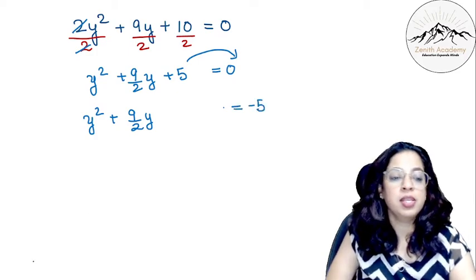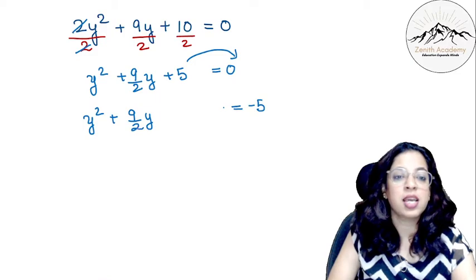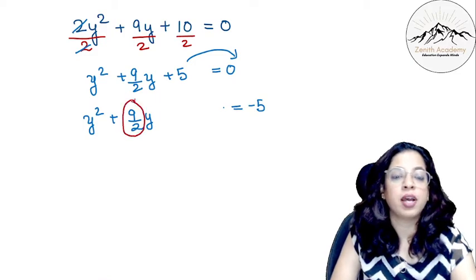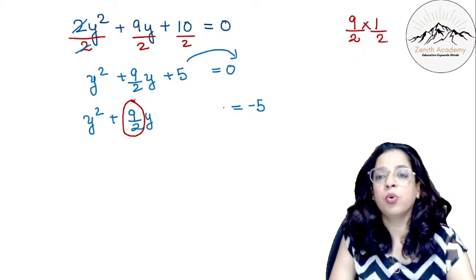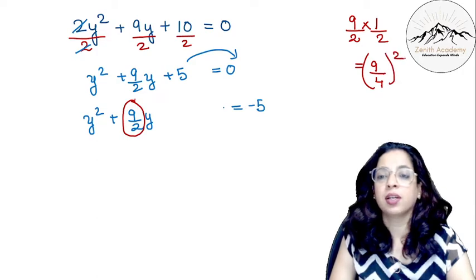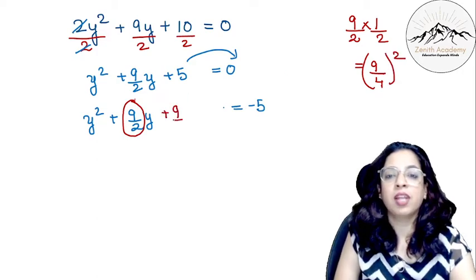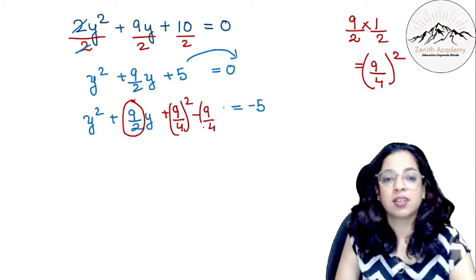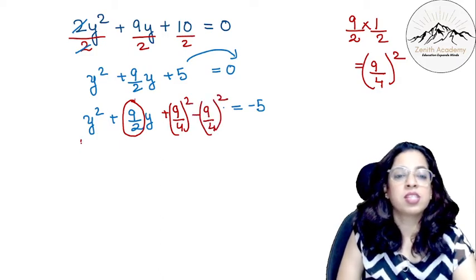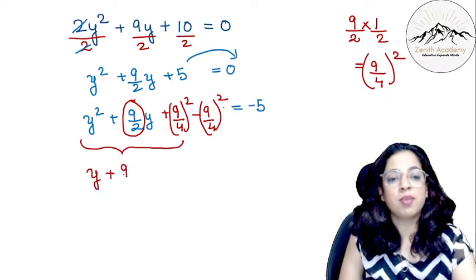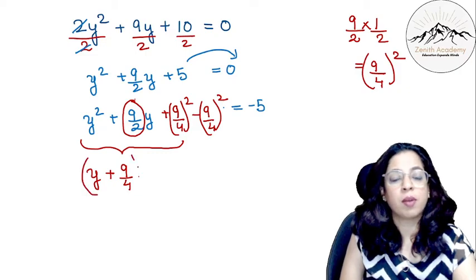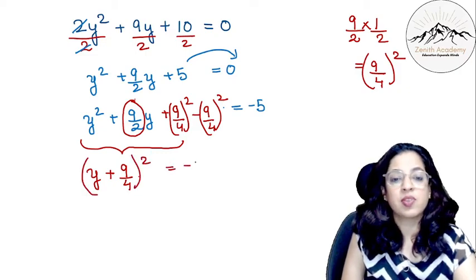The next step is, what is the next step? See the coefficient of y. So it is 9 by 2. You first divide it by 2. So this becomes 9 by 4. And then you square it. So this number we will add here and we will subtract here. Now see the first 3 terms. So we will write y plus 9 by 4 whole square. We have completed the square. And this will be minus 5.